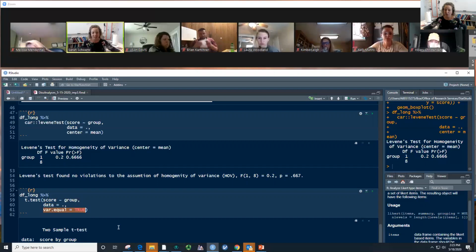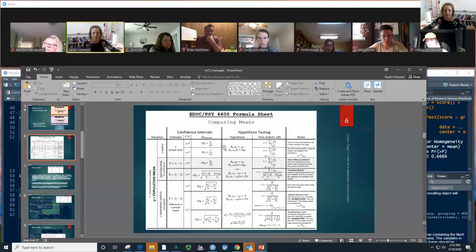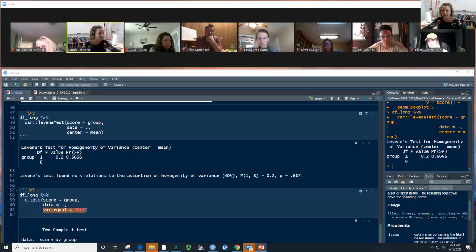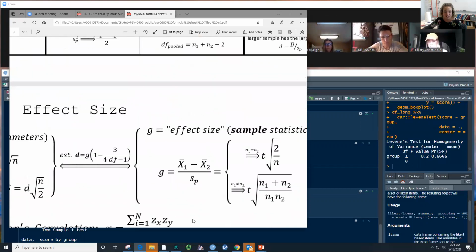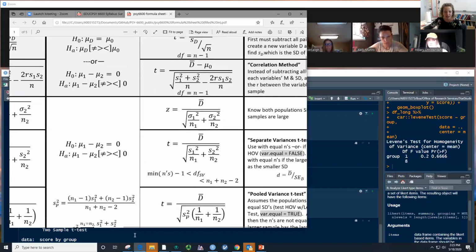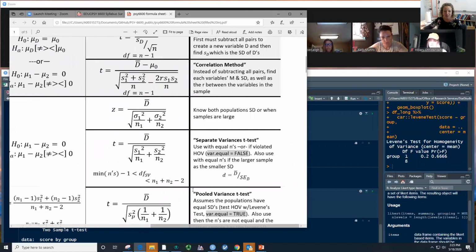Equal or not equal. So if I pull up that formula sheet, where's our formula sheet? Oh, it's on the slideshow too. Here's the slideshow. Oh, it's kind of tiny there. Let's get it big. Oh, there it is. Come back on the formula.